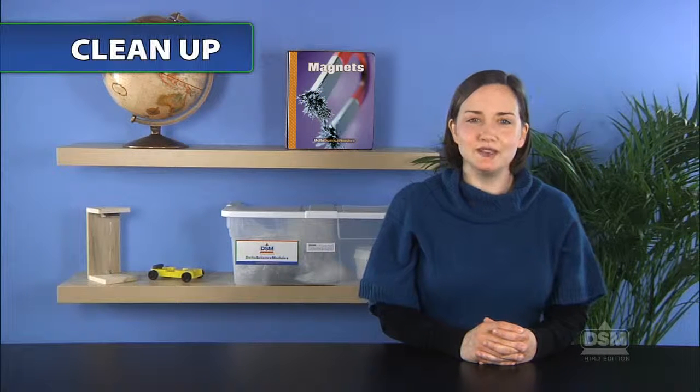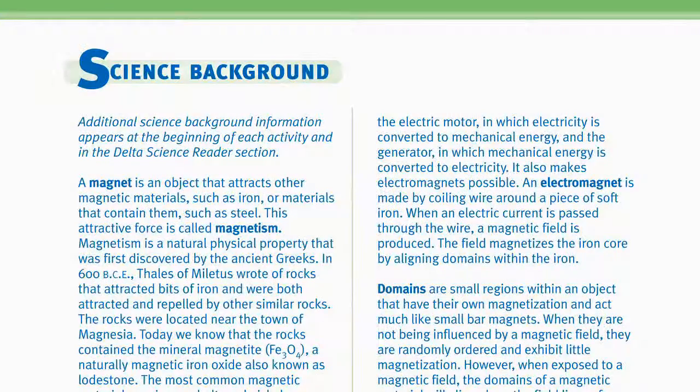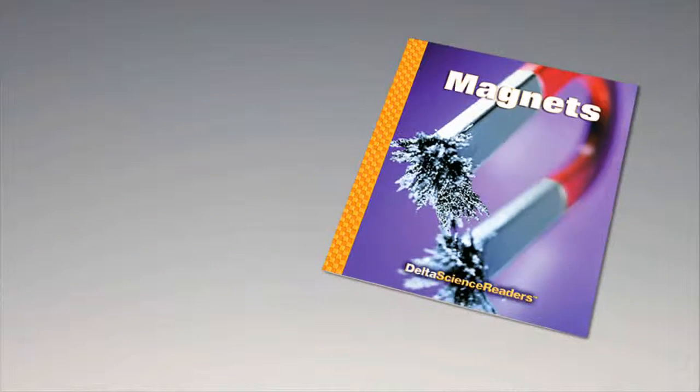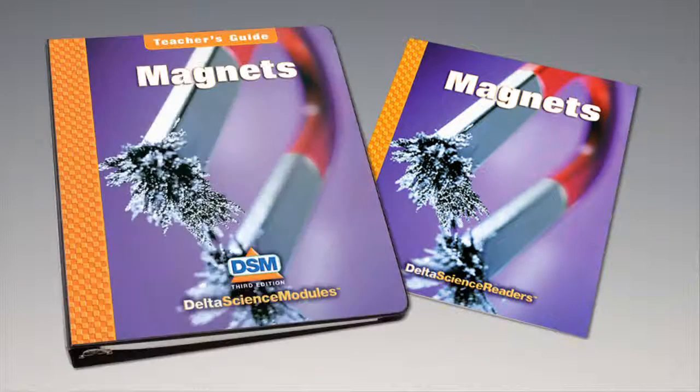To conclude the activity, remove the large magnets from the carts. Return the assembled carts, the large magnets, and the rod magnets to the kit. For science background, reinforcement activities, curriculum connections, and information about the Delta Science Reader, please consult your DSM Teacher's Guide.